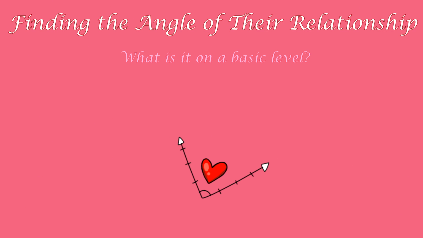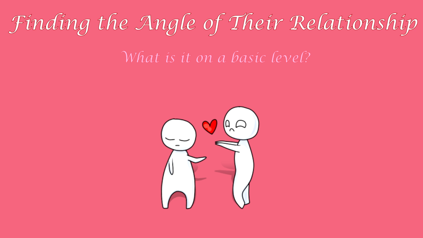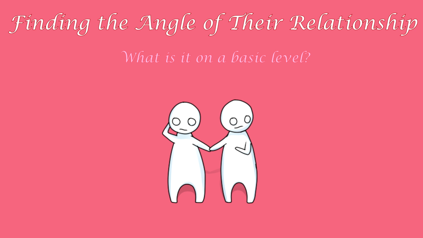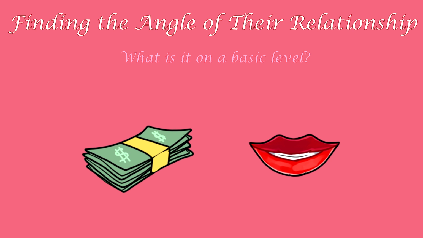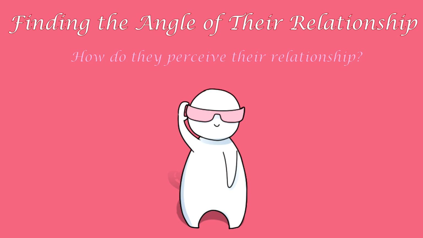What is it on a basic level? Is it one-sided, like one person is pining over the other from a distance? Is it unrequited? One person has rejected the other's invitation of love. Are their feelings mutual? Is neither person sure how they feel, but they're dating each other anyways? Are they dating each other not because they want to, but because they're being forced to? Or perhaps are using each other for something? Once you decide this, it'll be easier to add layers and nuances because you'll always have this basic premise guiding you. How do they perceive their relationship?